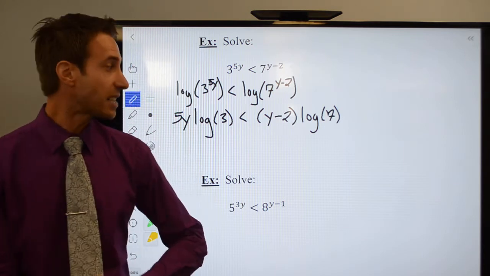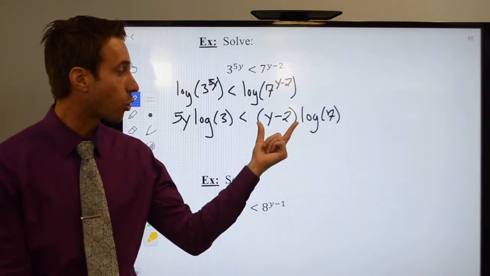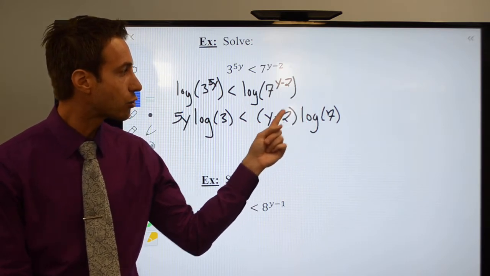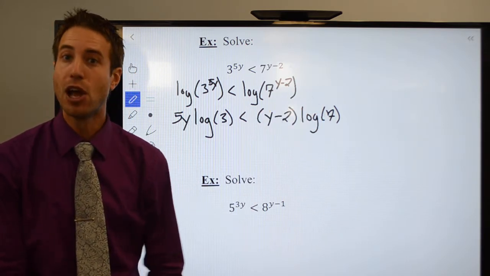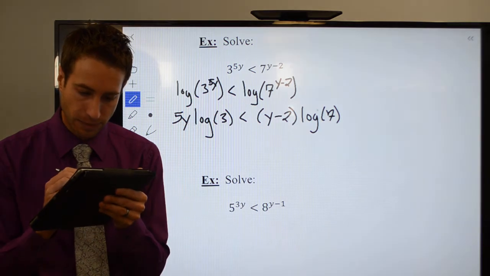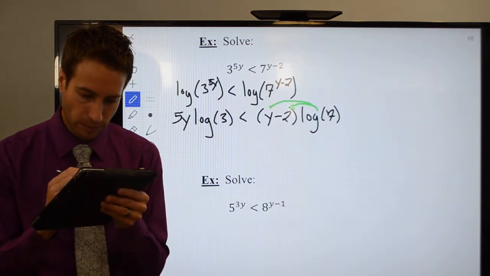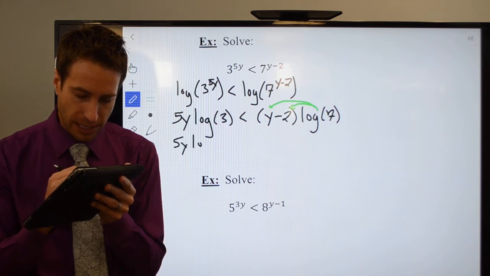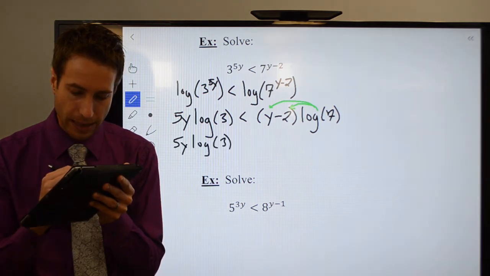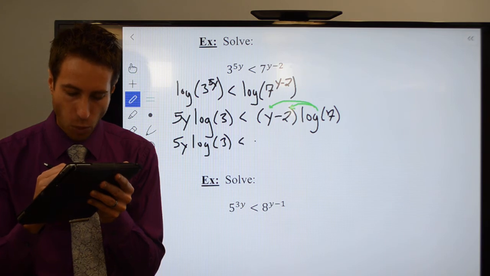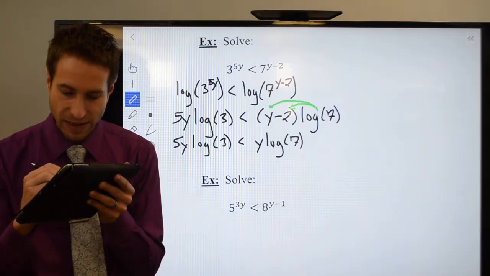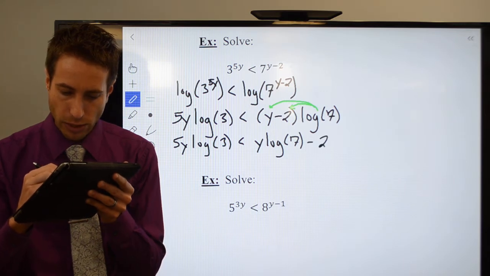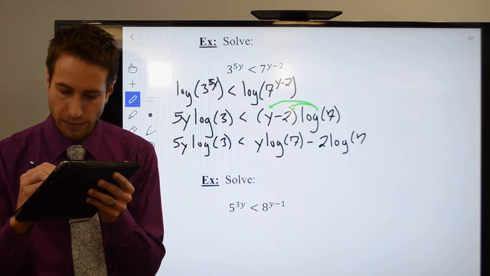The next step, because this is a quantity, is to distribute the log 7 through the parentheses. So we'll wind up with 5y times the common log of 3 is less than y times the common log of 7 minus 2 times the common log of 7.